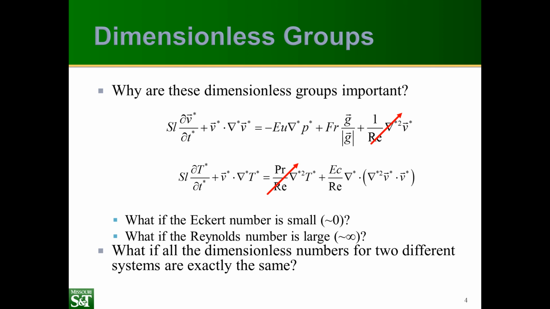Now the other question is, what if all the dimensionless numbers for two systems are exactly the same? What happens if two systems have the same Euler number, Froude number, Reynolds number, and Strouhal number? Well, it turns out that the dimensionless velocity is going to be the same for those two systems. And that gets us into the idea of similarity, which is the topic of our next talk.